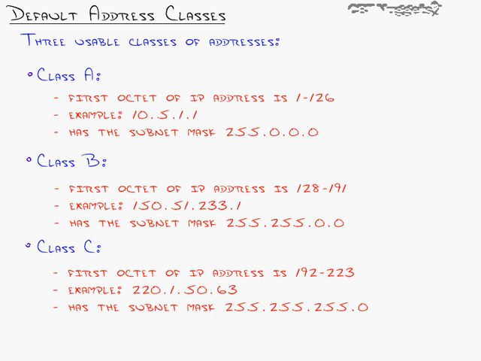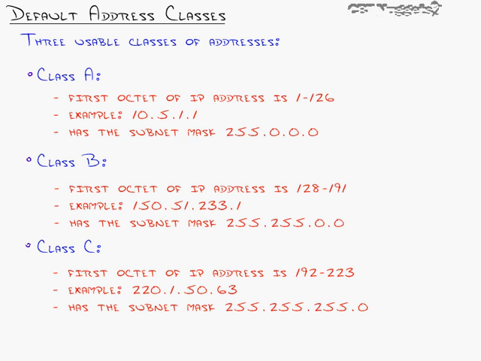Whew, that's some heavy stuff. Why don't we lighten it up a little bit as we begin to wrap up this video? Just two more things I want to talk to you about. Default address classes and public and private addresses. When the powers that be created TCP/IP, they designed three classes of addresses that would be usable on our networks of today. Class A, Class B, and Class C.